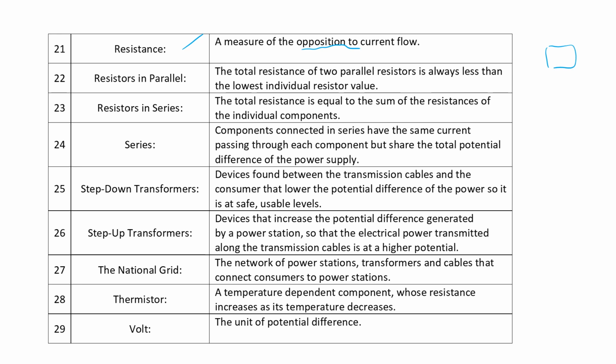So you've got a resistor, you've got a resistor, you've got a wire there, and a wire there. That's a resistor, that's a resistor. What is the total resistance? It's less than the smallest resistor. The total resistance is equal to the sum. So if you've got resistors in series like that, then you add them up.